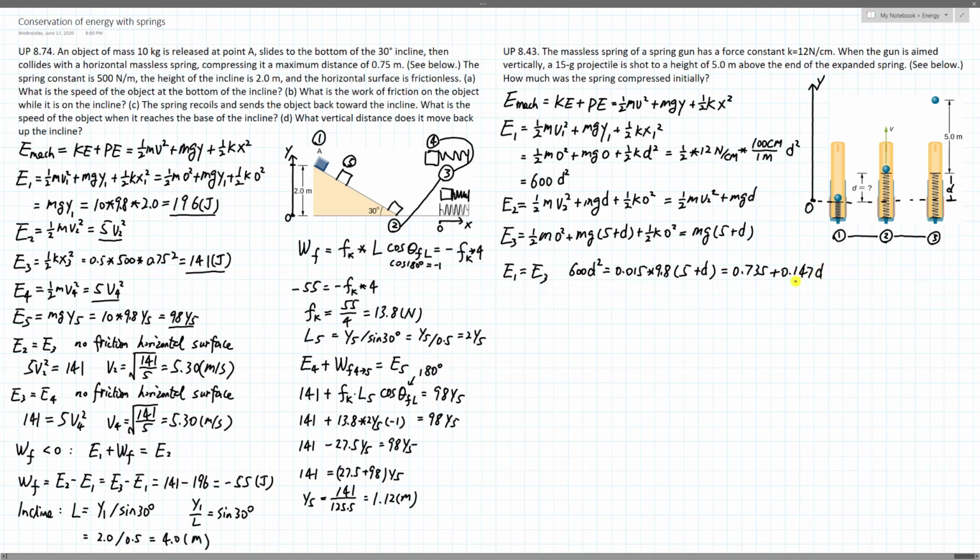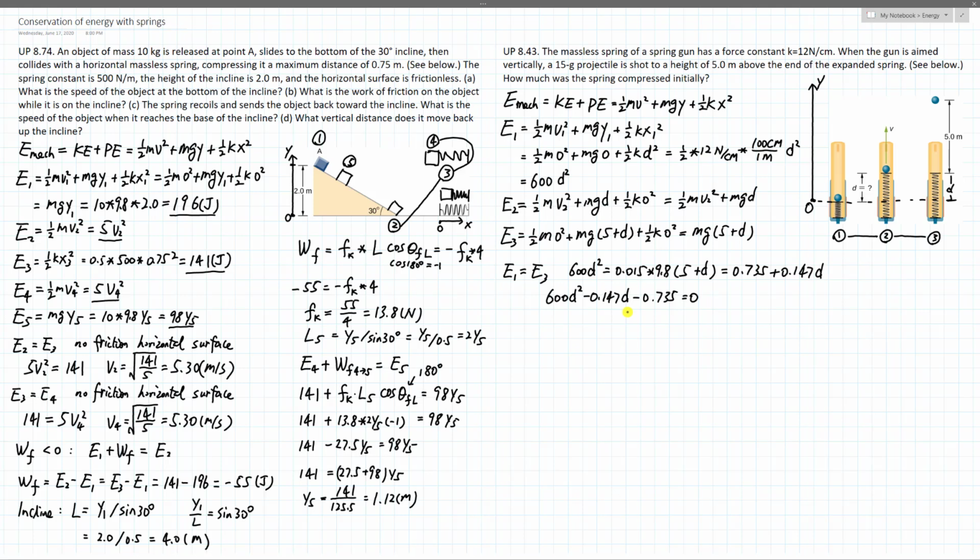Okay, so what we are ending up getting is a quadratic equation in d. So let's get this quadratic equation out. 600d squared minus 0.147d minus 0.735 equals 0. And since this value is so small compared to the 600, I would expect that the two different d's will be very easy to tell which one we would pick.